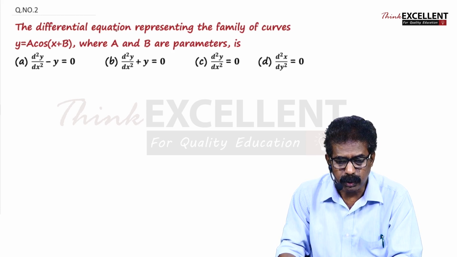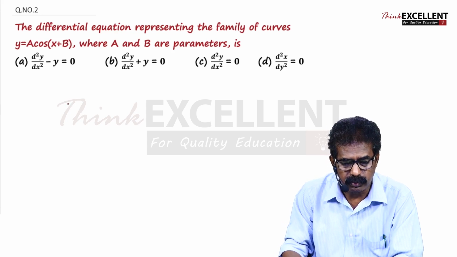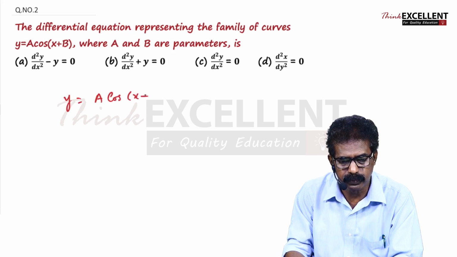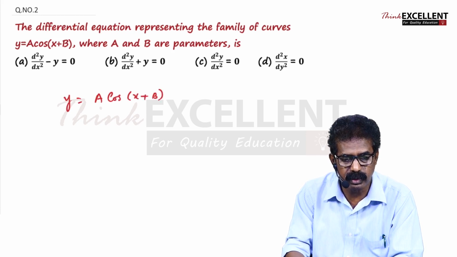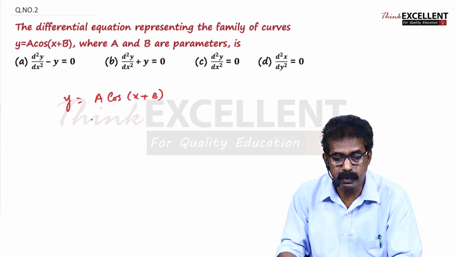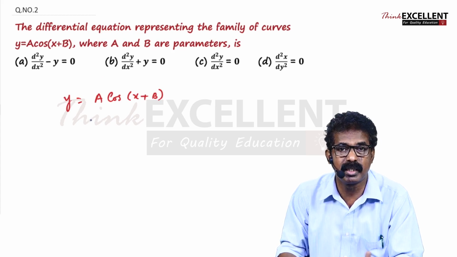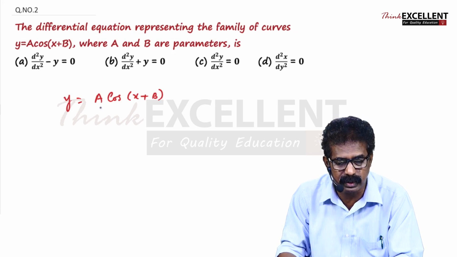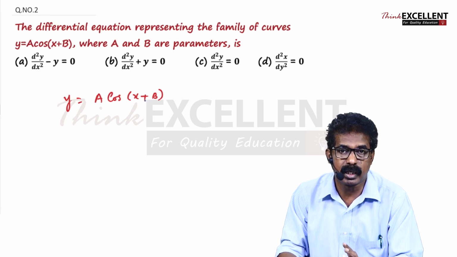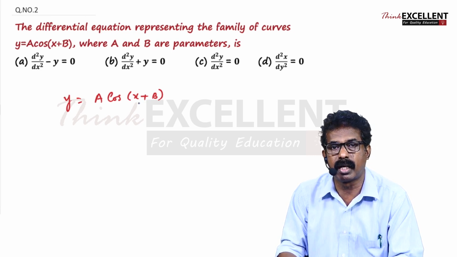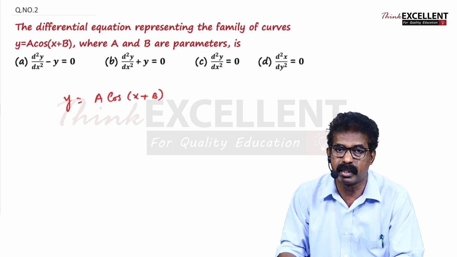The differential equation representing the family of curves y equal to a cos x plus b. So it is not a differential equation; its corresponding differential equation we have to find. So you have to differentiate. How many times you differentiate depends on the number of arbitrary constants. Here what are the arbitrary constants? a and b. So there are 2 arbitrary constants, so you differentiate 2 times and eliminate those constants, right?